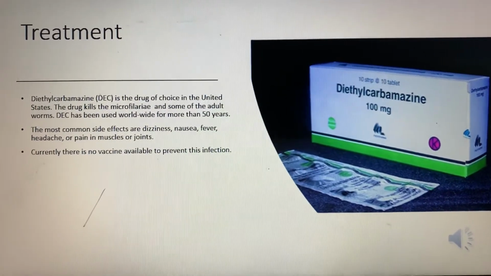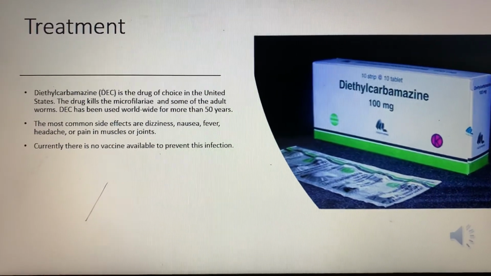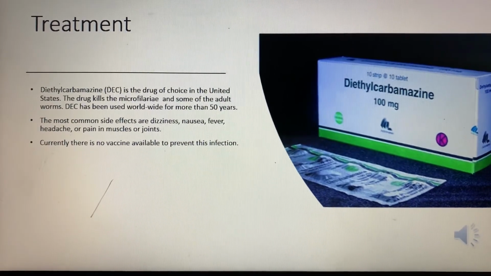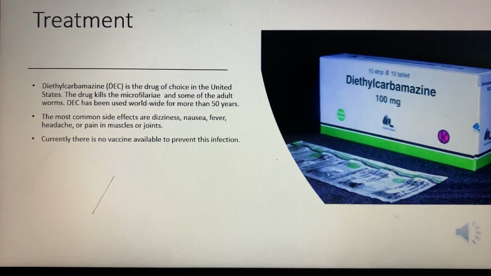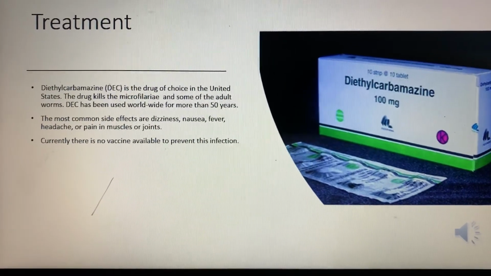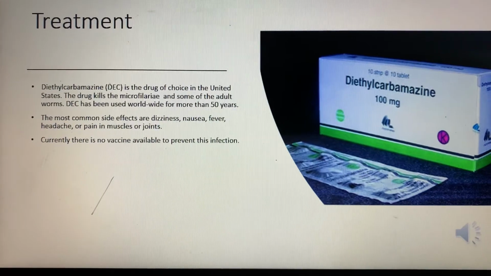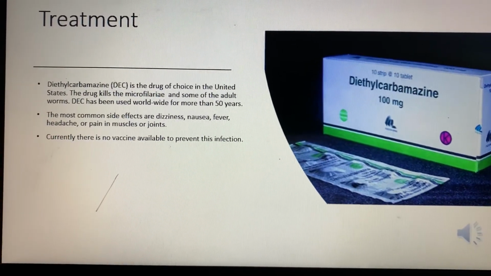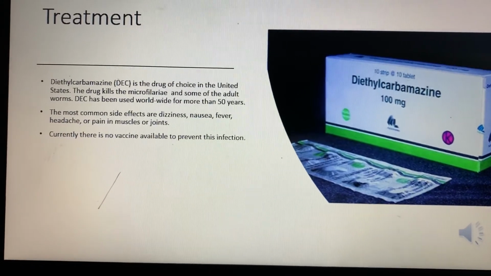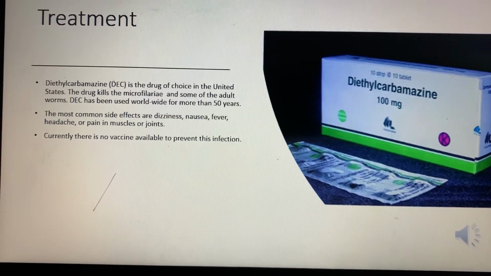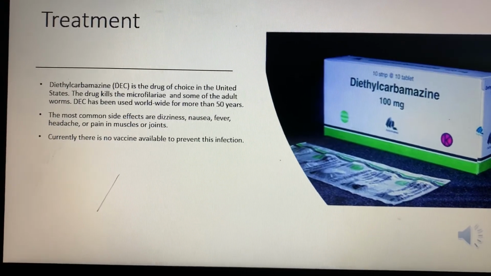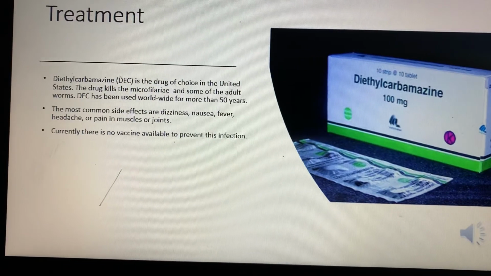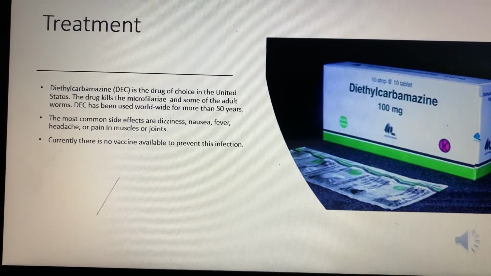As far as treatment, there is a drug of choice called diethylcarbamazine, or DEC. I'm just going to say DEC. This drug kills the microfilariae and some of the adult worms, and this drug has been used worldwide for more than 50 years. Because this infection is rare in the U.S., the drug is no longer approved by the FDA and actually cannot be sold in the U.S.